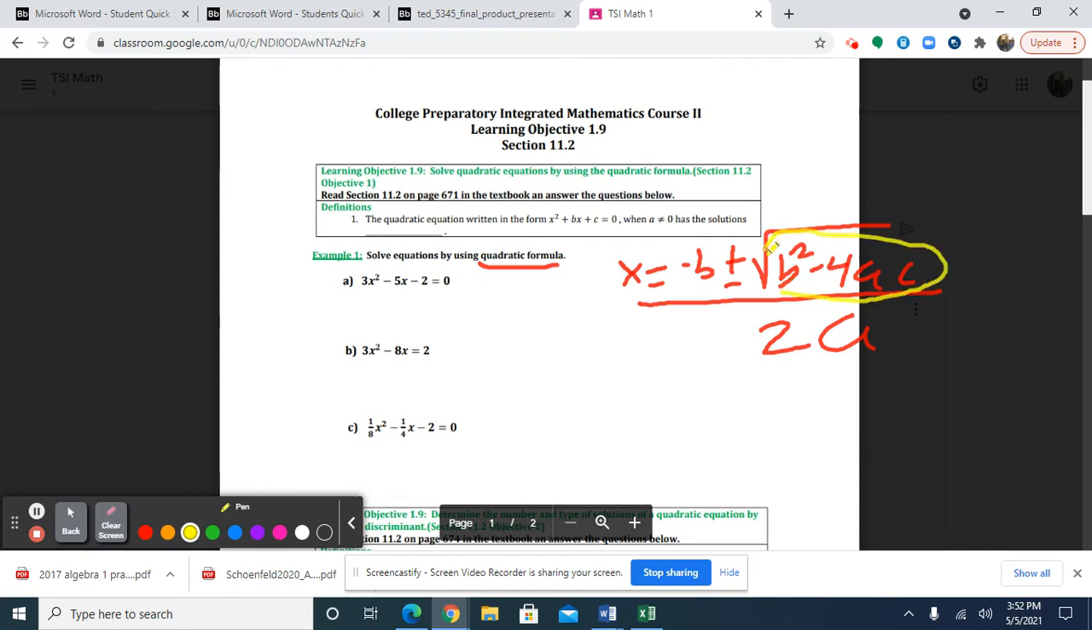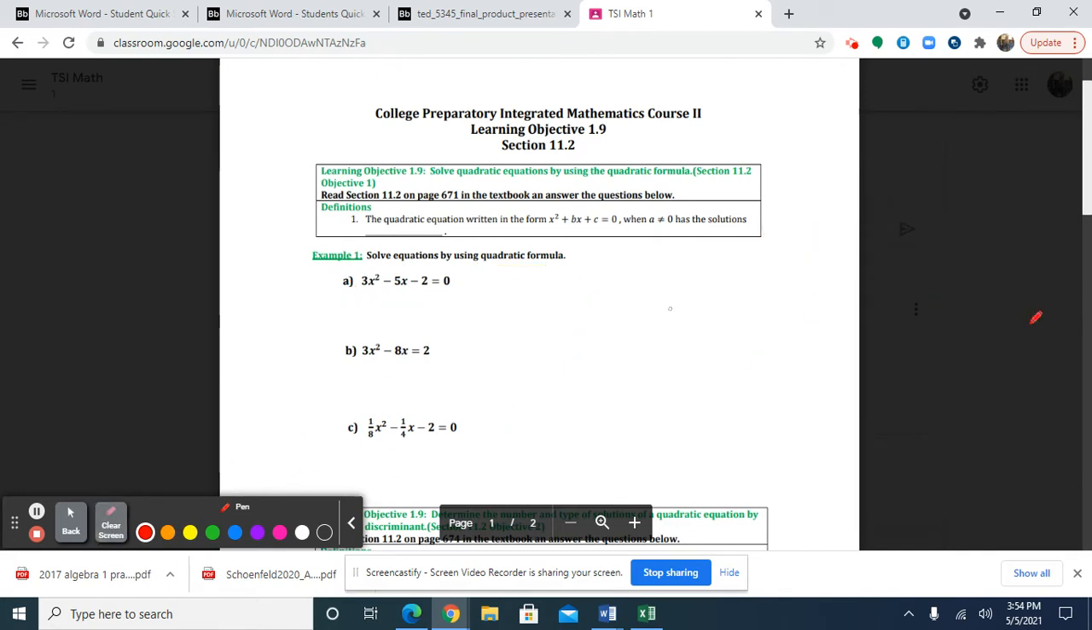The only thing is, we've already done half the work because we found the discriminant, which goes inside the square root. So we're going to be using the same discriminants that we found in the previous videos. If we start off with example 1A, we had found in the previous videos that the discriminant was 49.